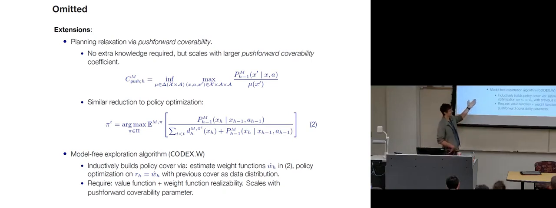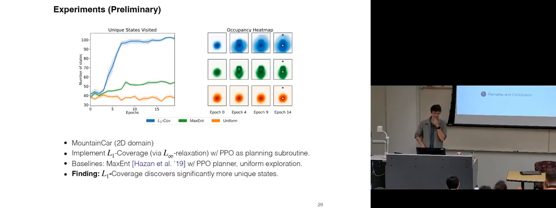And this is the basis of another extension, which is just a model-free exploration algorithm. Instead of requiring a model class, you can just require value function and weight function realizability. And I'm not going to say anything else about this. So we implemented this on a very simple mountain car domain. There's 3 different baselines. The blue line is just the coverage algorithm. The green line is this maxent algorithm from 2019. And the orange line is just uniform random policy mixtures.